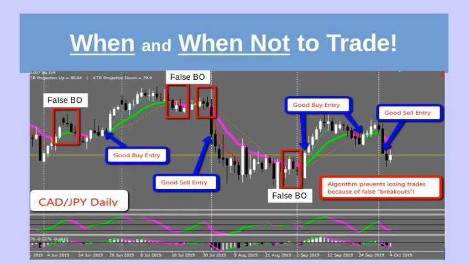Now I'm going to give you another quick peek. This is the same chart as the previous one. It's the CAD Japanese yen. You can compare the previous chart, which didn't have any information on it, along with this.